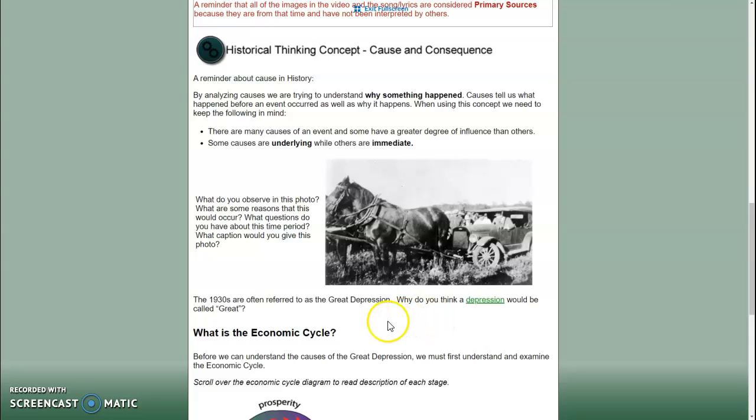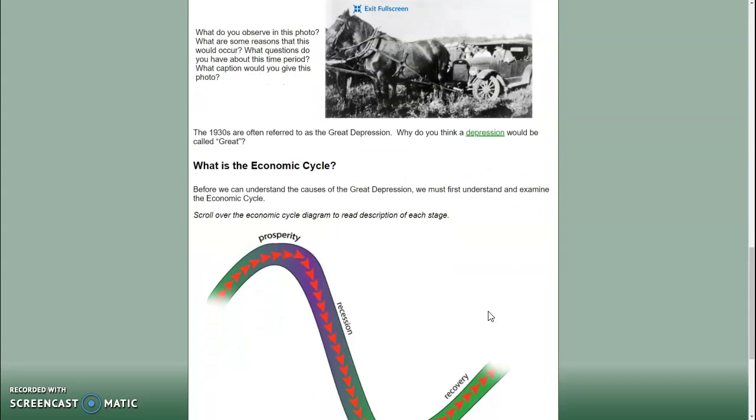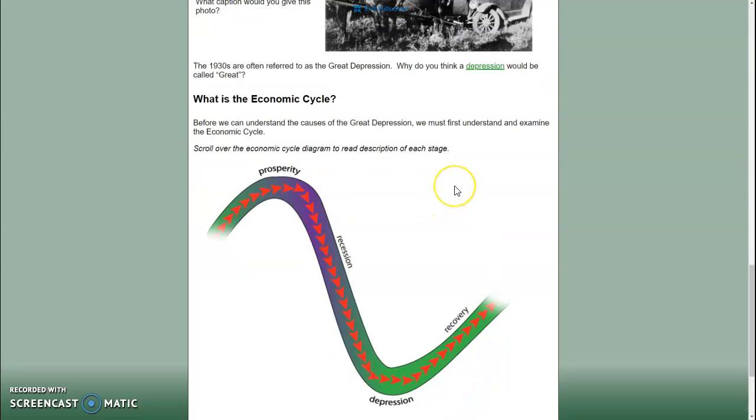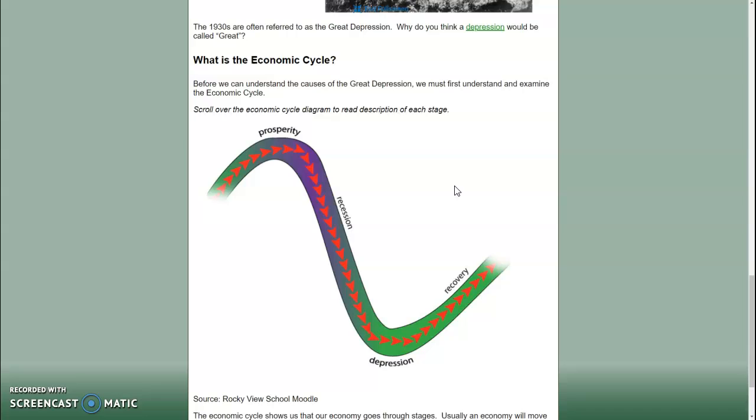So the 1930s are often referred to as the Great Depression. And why do you think a depression could be called great? And my little link here is broken, but describing what a depression is. And this will help us, this lovely little economic cycle here. So economy has its ups and downs, and it's very, very common. But how high and how low it goes, and again, it'll change from person to person.